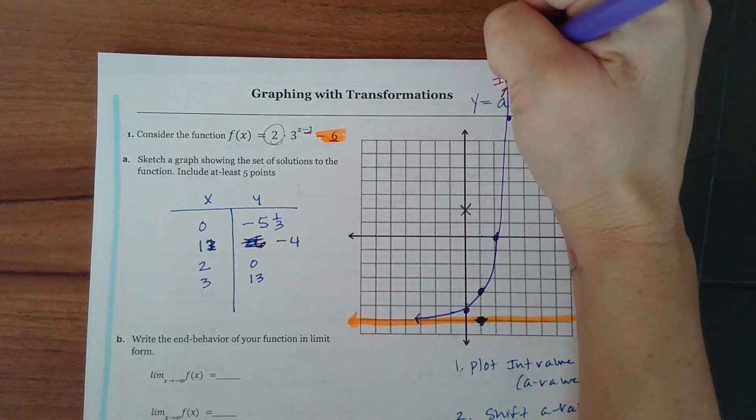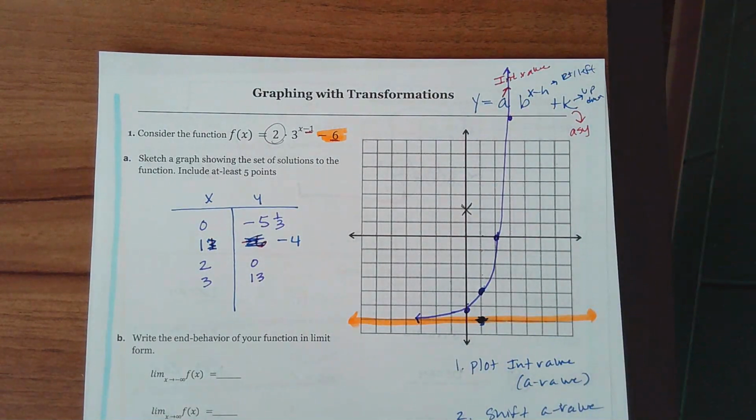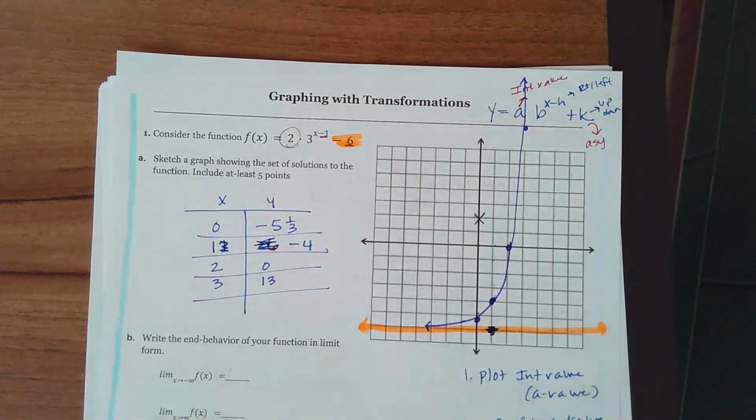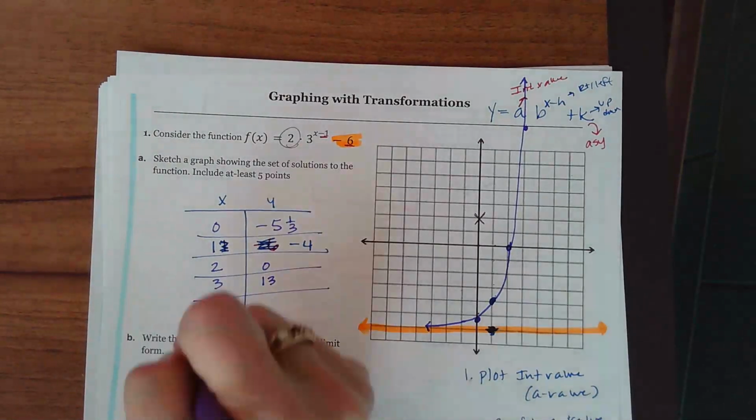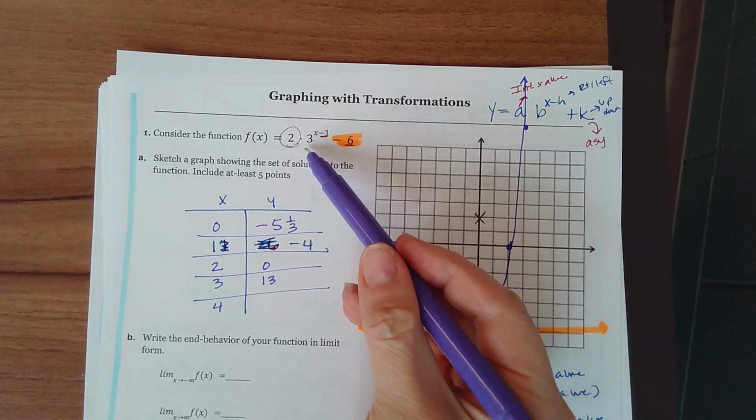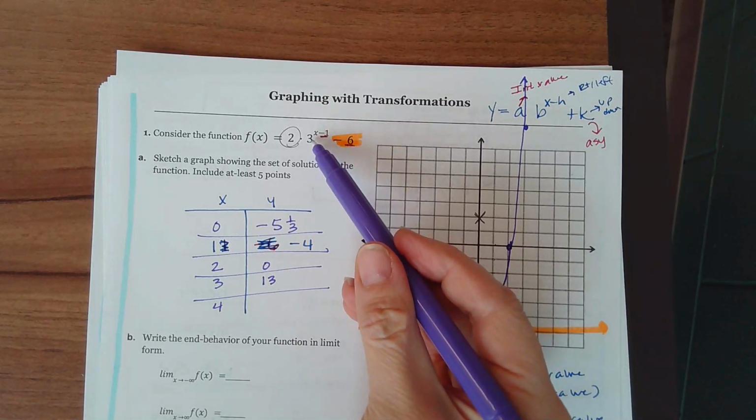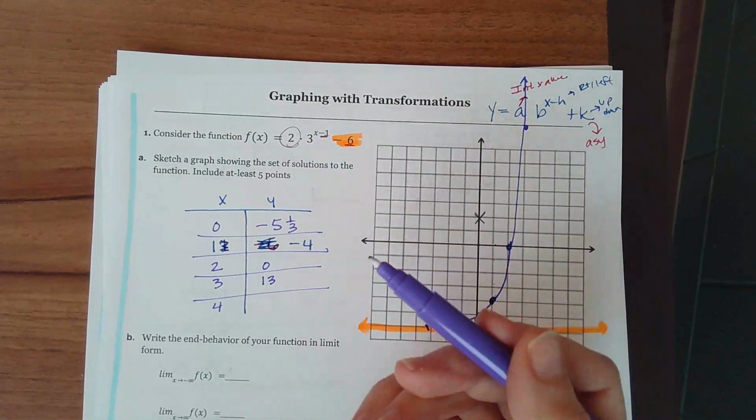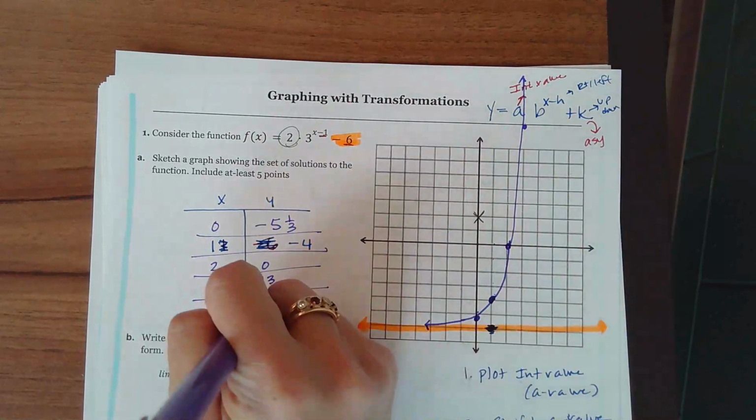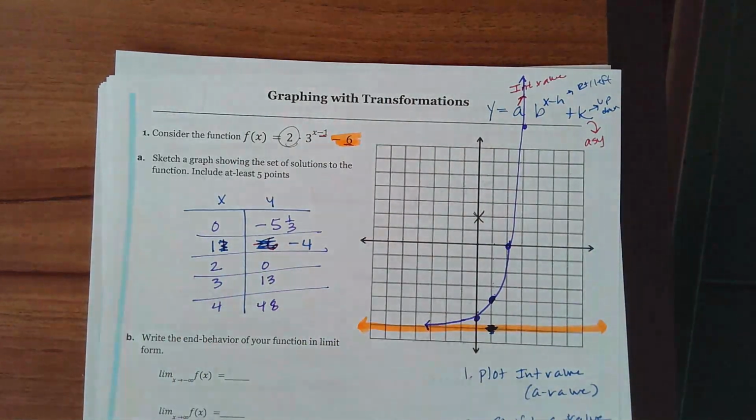So there's a difference between finding points and graphing points. I asked you to find 5 points. I don't expect you to have all 5 of those graphed. But let's find another point. So 4 minus 1 is 3. 3 to the third power is 27. 27 times 2 is 54. And 54 minus 6 is 48. So this is going to grow pretty quickly. So that's going to be hard to graph all of those points.